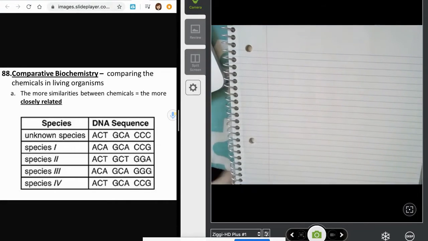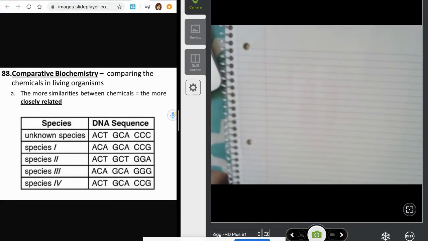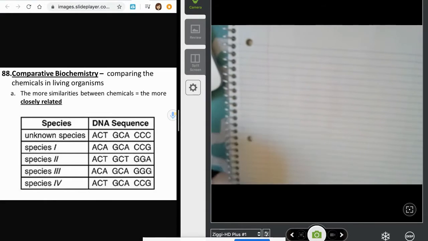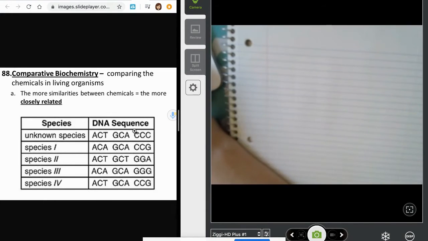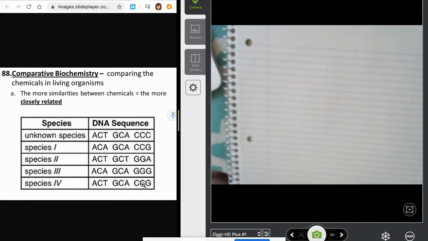Okay, so right now what we're going to do is compare different species based off of their DNA sequence. This is the most molecular way that you can compare living things to each other. So I'm going to look over here at this data table, follow my cursor. I have an unknown species, and I have species 1, 2, 3, and 4. And I'm given a little snip of their DNA taken probably, actually for sure, from the same location.